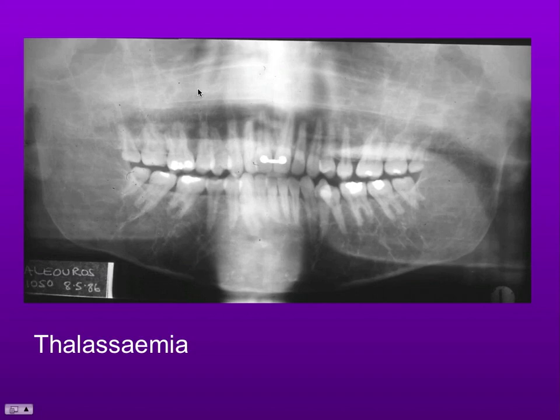Thalassemia is particularly common in patients from around the Mediterranean Sea, often in Greek patients, for example, and this patient was actually Greek, as we can see from the name there. It looks like a Greek name anyway, and is really very characteristic in appearance. Try and remember that.